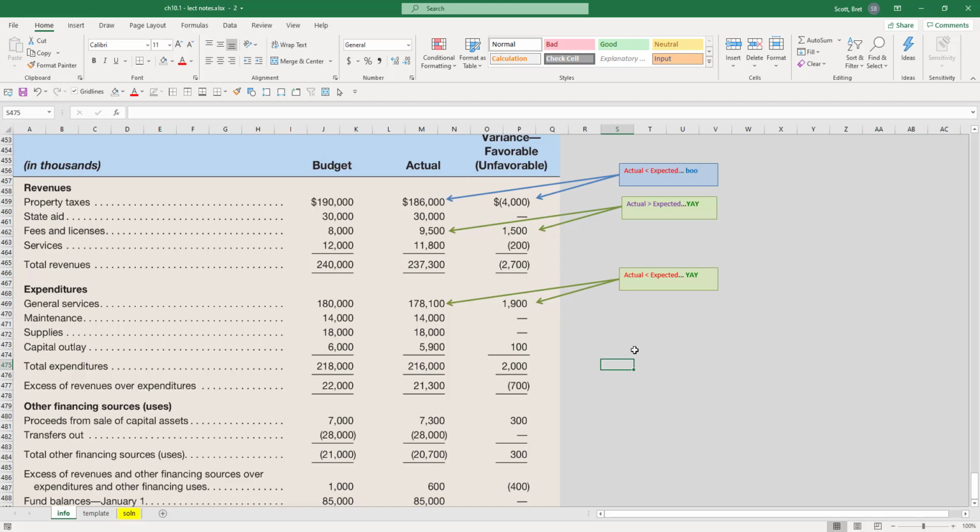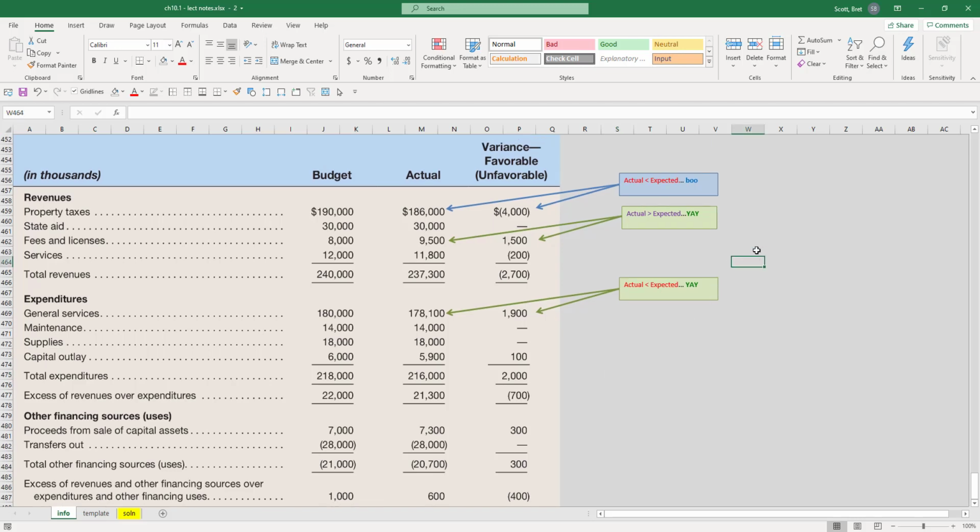The interpretation is rather intuitive, but depending on what it is, we call the difference either favorable or unfavorable. In this case, the budgeted amount of property taxes is $190 million, and I actually collected $186 million. So you can see I'm falling short about $4 million. Actual minus budget, $4 million negative. How do I interpret that? Well, as you can see in this column, that's an unfavorable difference. Why are we calling it unfavorable? Well, because we didn't get as much as we hoped for.